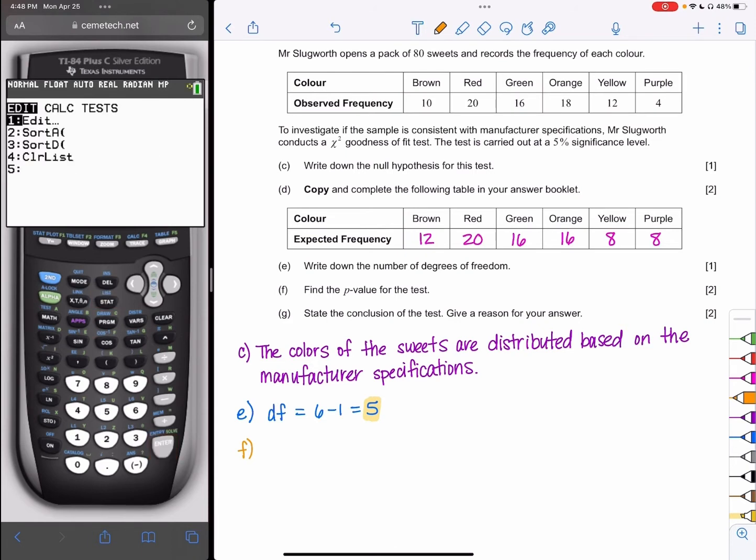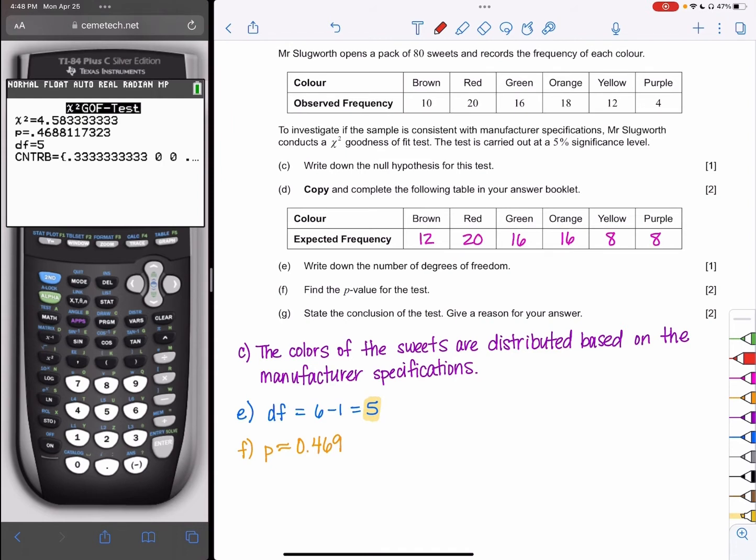So once I do that, I then press stat, go over to test, and I'm going to go to chi-square GOF for goodness of fit. So that's going to be D. And I know that my observed list is in L1, my expected list is in L2, and it has already calculated my degree of freedom for me, which is 5. So now I can go down to calculate, and then I see that my p-value is approximately 0.469. All right. So that is my p-value.